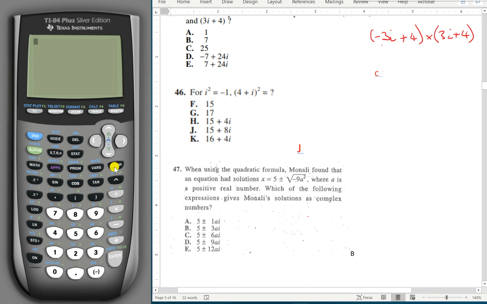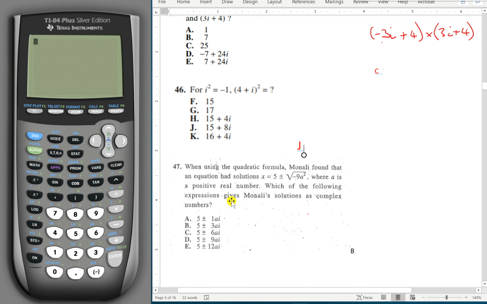All right, the last one. This is a 47 question, so it's up there. When using the quadratic formula, Monali found that an equation had solutions x equals 5 plus or minus the square root of minus 9a squared, where a is a positive real number. Which of the following expressions gives Monali's solutions as complex numbers?